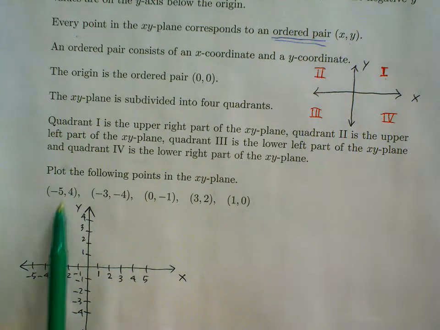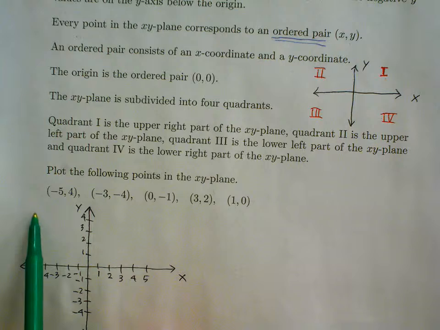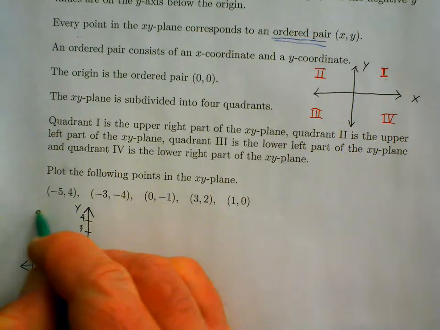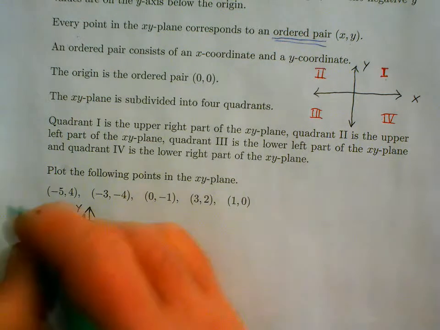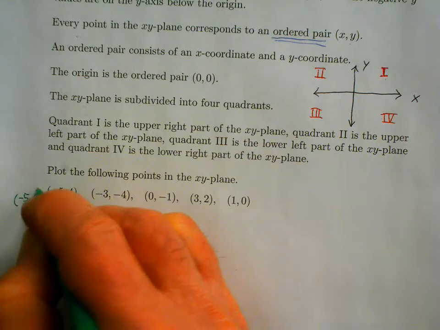The ordered pair -5, 4. The x-coordinate is -5. So what we do, we can start from the origin. And if x is -5, we move along the x-axis towards -5. The y-coordinate is +4, so that means we're going to move vertically upwards 4 units. So this point is the ordered pair -5, 4.